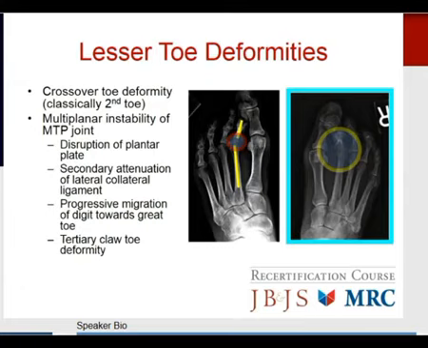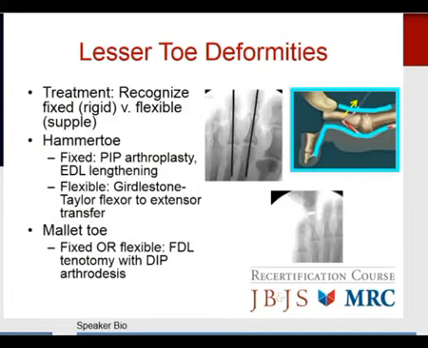If those ligaments start to attenuate, then the second toe starts to drift over the great toe, and that is subsequently then called a crossover toe deformity. Very different as a part of this process. They may have a tertiary claw toe as a part of it as well, but recognize that that deformity creates a secondary problem you have to address.